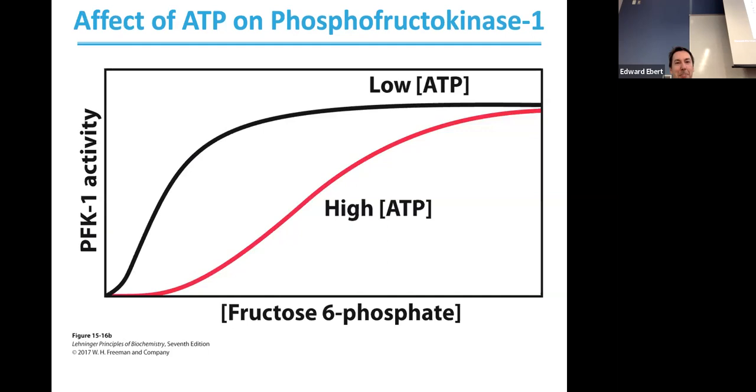If we look at ATP levels, low ATP levels, okay, we still need to spin some ATP, but we're making ATP through glycolysis, so it's going to enhance the activity there. On the other hand, if we have high levels of ATP, we're going to inhibit this so that our PFK1 activity is much lower, at least until our concentration of fructose 6 phosphate rises and drives it forward.